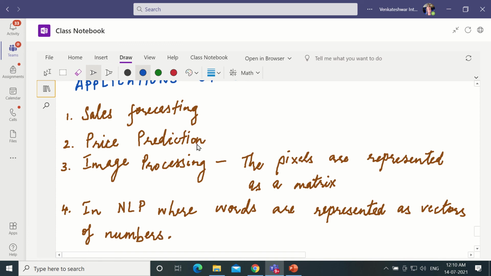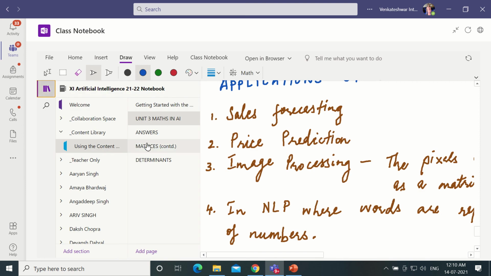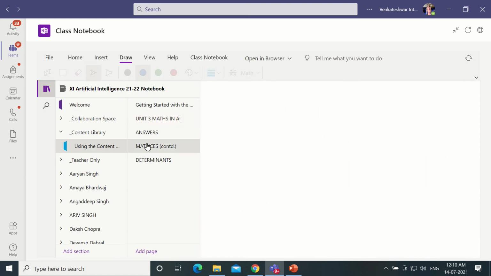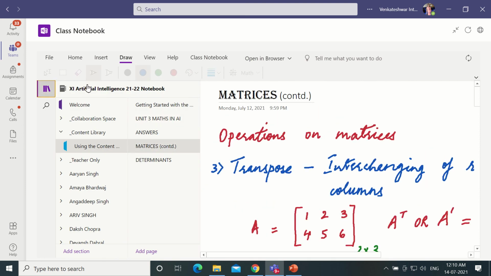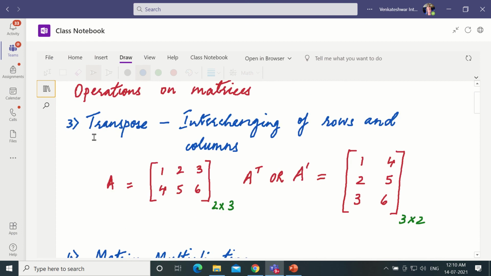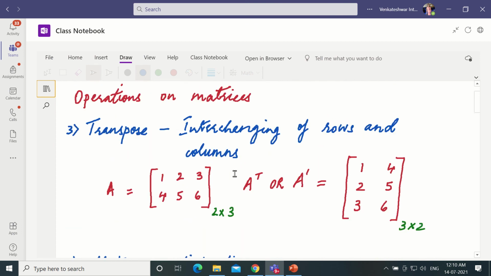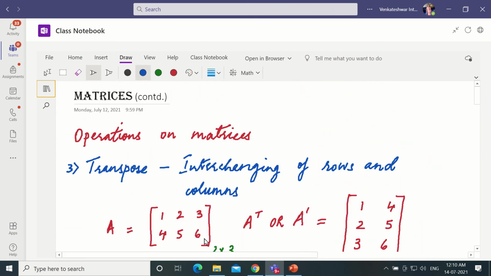So matrices have a lot of applications in AI, and that is why matrices are also known as the mathematics of data. Let us also see the other operations that we perform on matrices. So this includes transpose. Now this is very interesting. What we do is, in a matrix, we just interchange the rows and columns. So the rows become the columns.